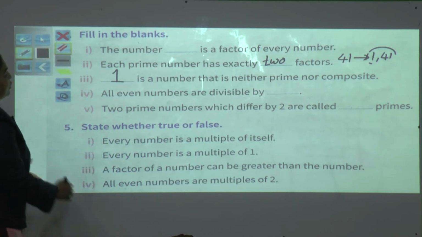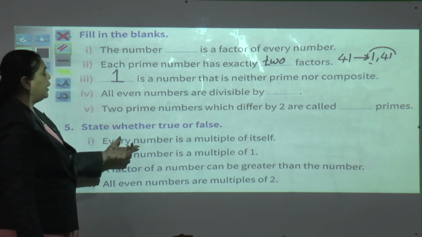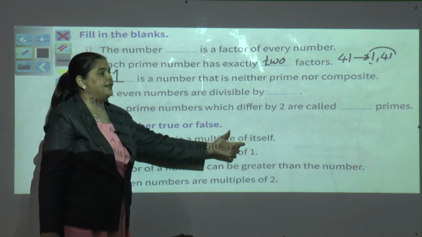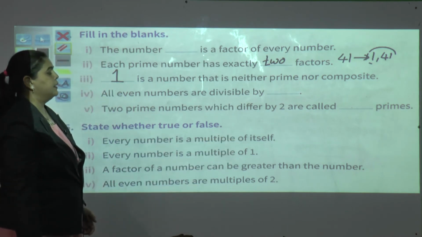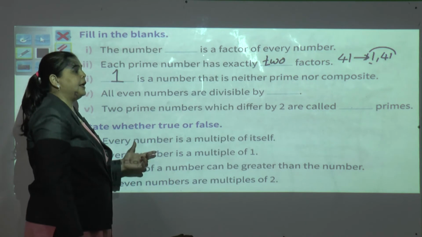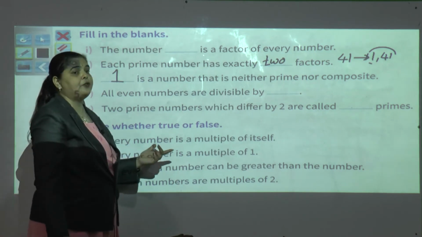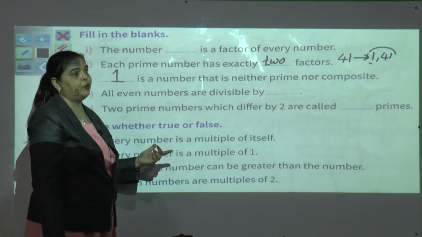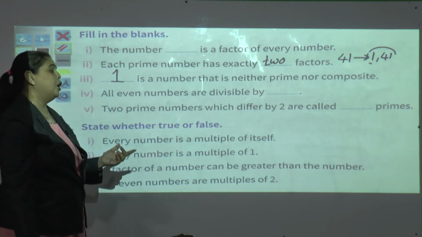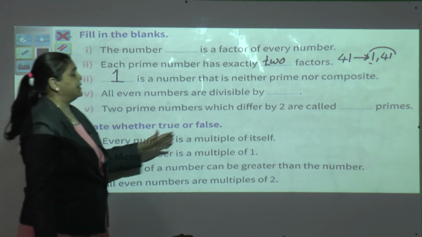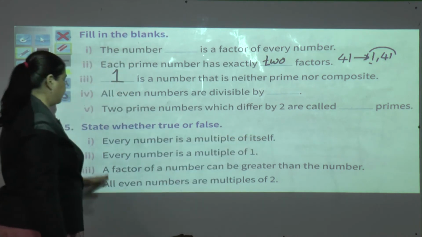Now we will see the true or false. Every number is a multiple of itself. Is it true or false? Yes, every number is a multiple of itself. We can say 24 ones are 24 and 1 24s are 24. So it is a true statement.